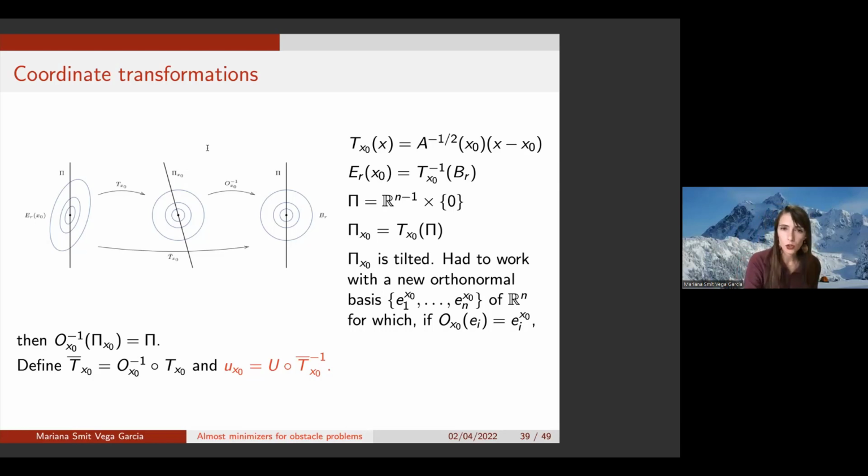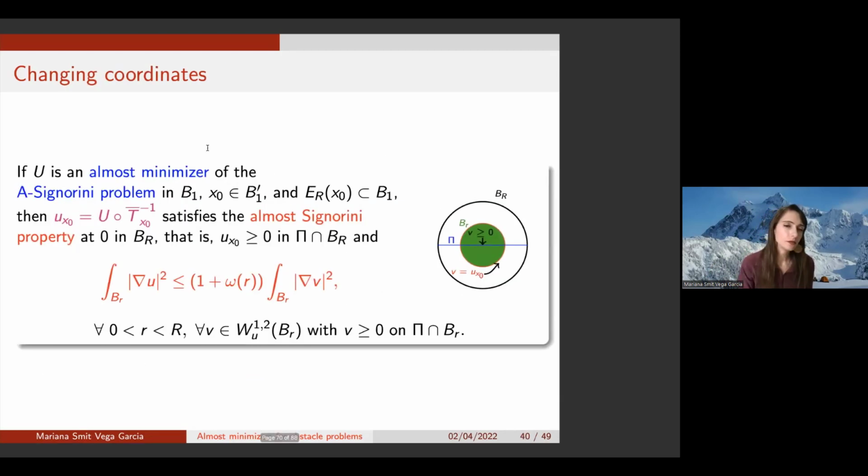If I had a function that was an almost minimizer originally, what kind of problem is this u_{x0} an almost minimizer of? So what happens is that if we started with an almost minimizer, and I do this specific change of coordinates that I described to you, this new function is not quite an almost minimizer, but it has what we call the almost Signorini property. Notice the following. I'm not saying that I can compare the energies with any ball, but rather only with balls centered at the thin space. That's actually quite important for what we do.